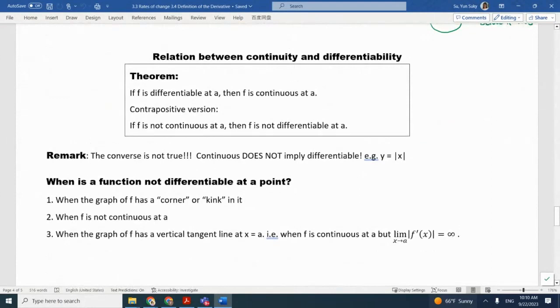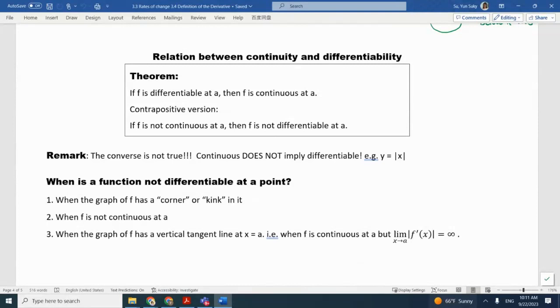Relation between continuity and differentiability. So this is the theorem. If f is differentiable at a, then f is continuous at a. Contrapositive version: if f is not continuous at a, then f is not differentiable at a.